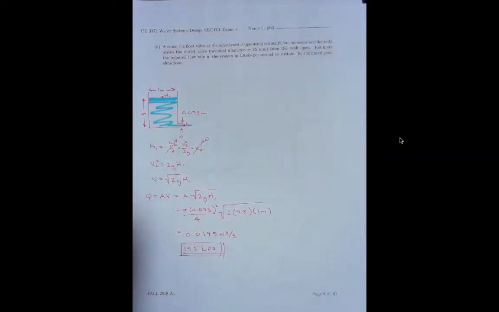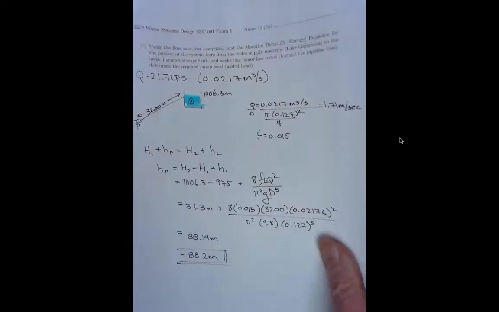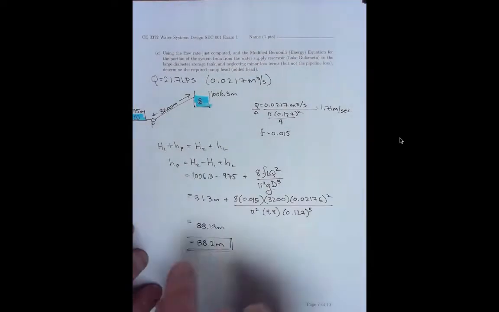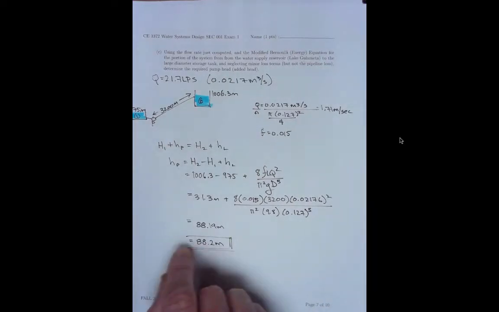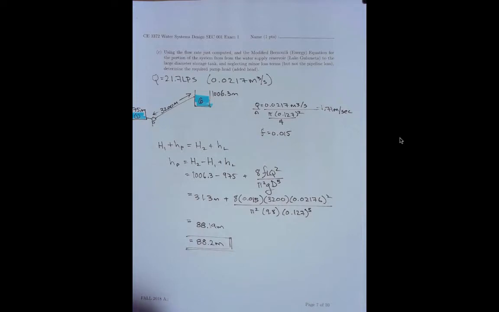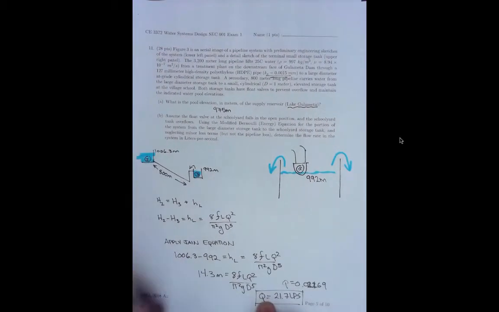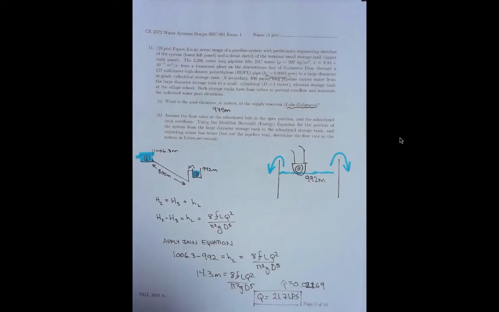It can handle the overflow case. We have a pumping system that produces the required 88 meters of head, and we also have enough to accommodate the overflow condition. So this would be an effective preliminary design for this system. That concludes the recording. I hope you enjoyed it.